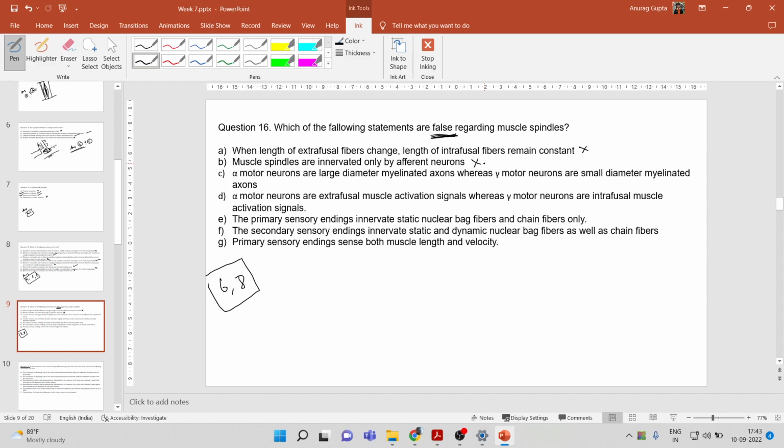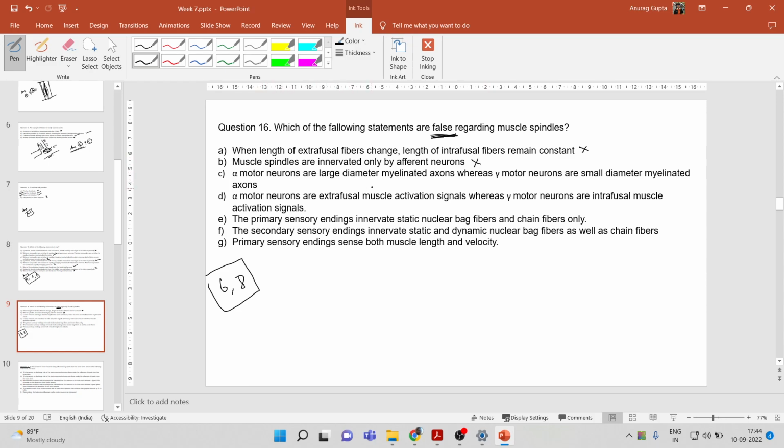These are at the center of the intrafusal fibers within the muscle spindle, and the center region is a non-contractile region. But we have gamma motor neurons which innervate the polar regions of the muscle spindle, of the intrafusal fibers. So they're innervated by afferent neurons as well as gamma motor neurons. So this is a false statement.